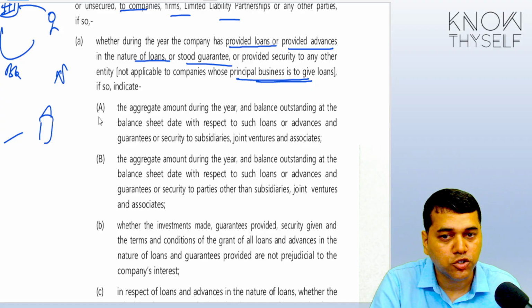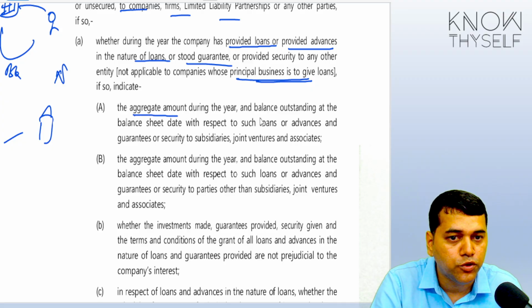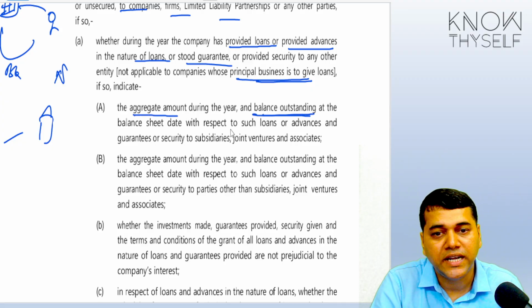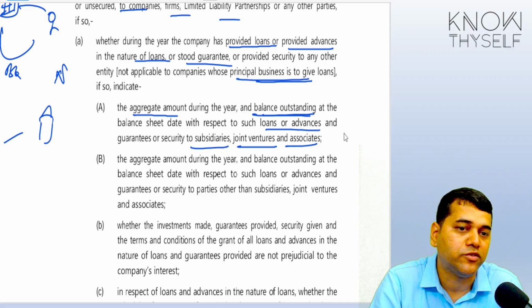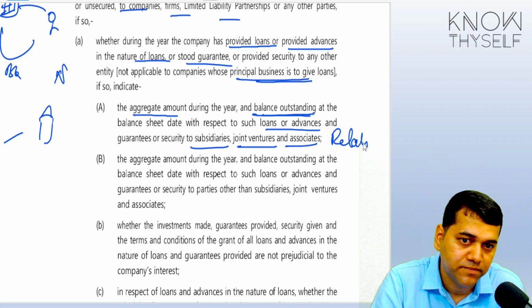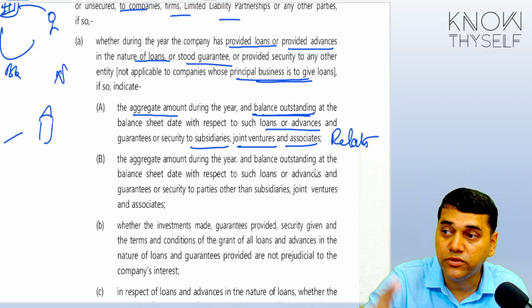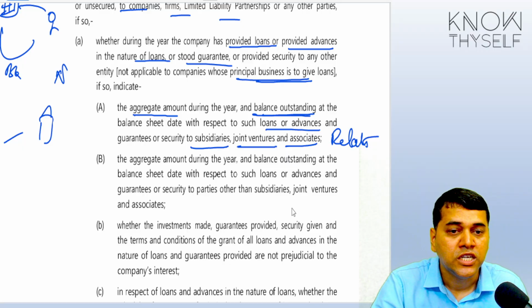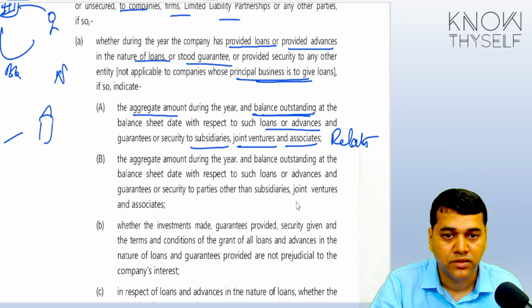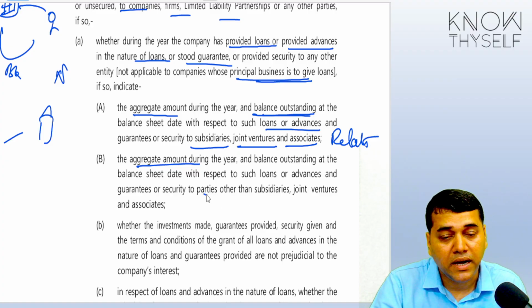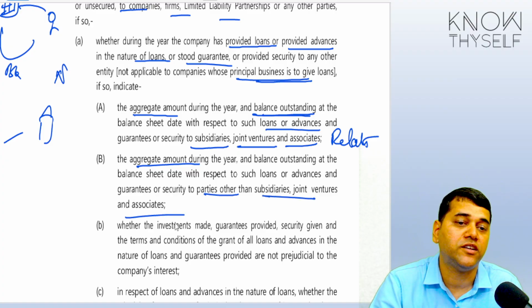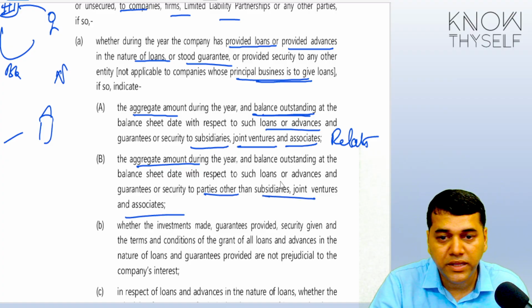If you have given any such loans or advances, report the aggregate amount during the year and the balance outstanding at the end of the year with respect to such loans and advances to subsidiaries, joint ventures and associates. First of all, relatives. You have to tell how much loans and advances you have given to your subsidiary, joint venture and associates. The aggregate amount and the balance outstanding with respect to loans and advances, guarantee or security, to parties other than subsidiary, joint venture and associates. So you give me that.